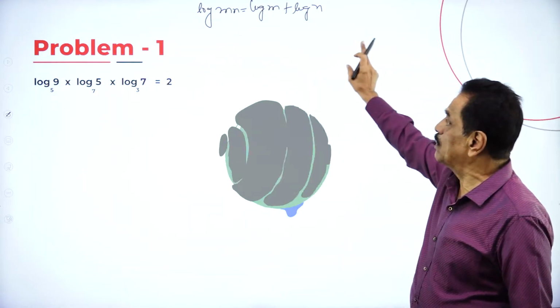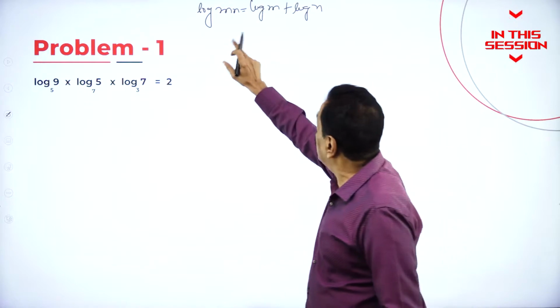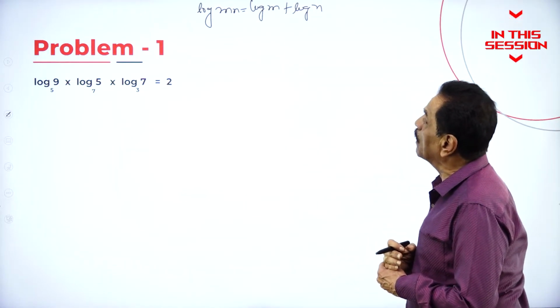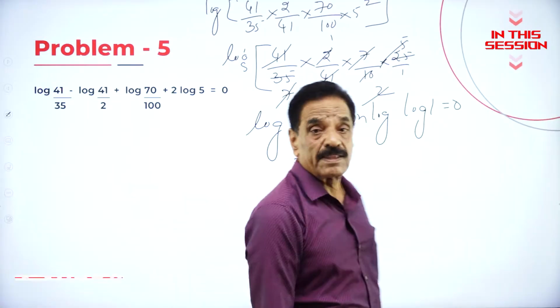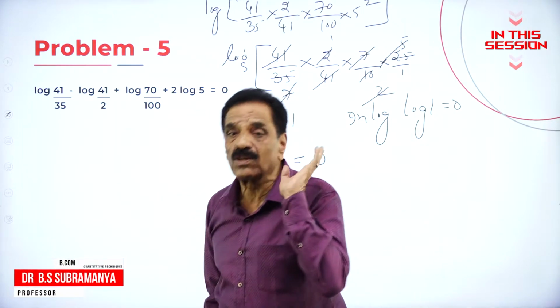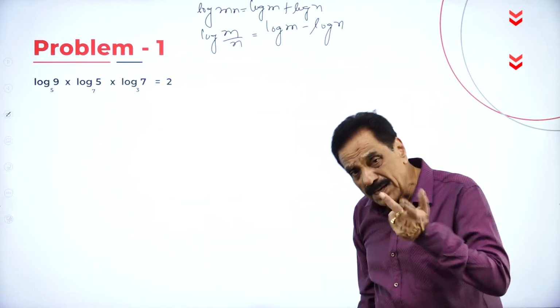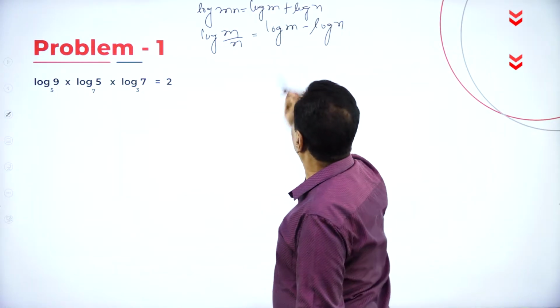So multiplication means adding, adding means multiplication. Log mn can be written as log m plus log n in logarithm. Log 10 is equal to 1, log 1 is equal to 0. Division means minus, minus means division. Log mn is equal to log m plus log n.